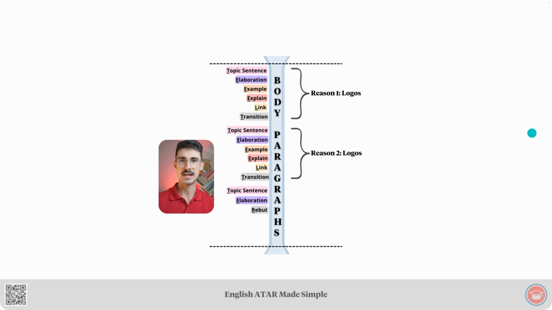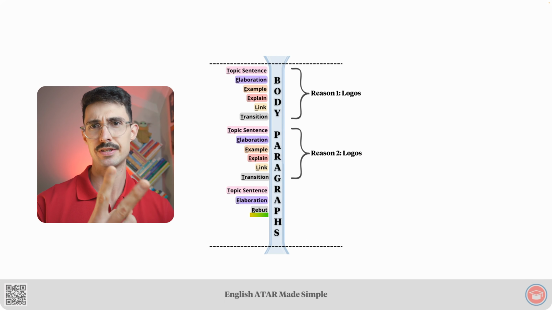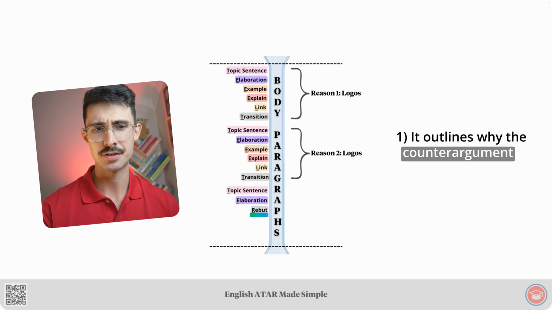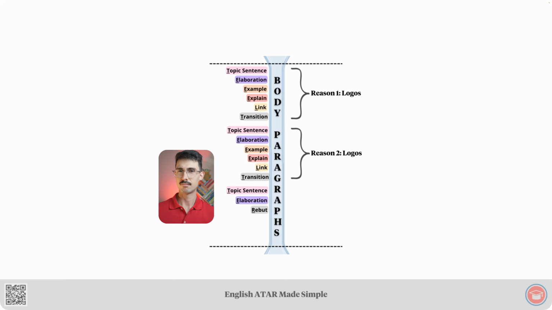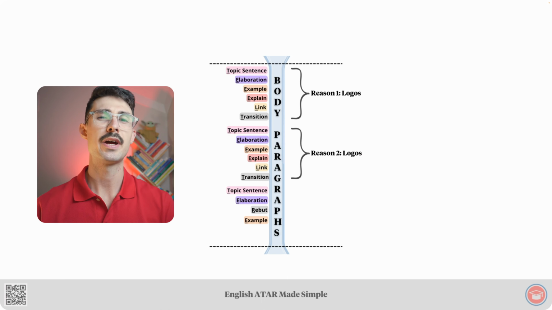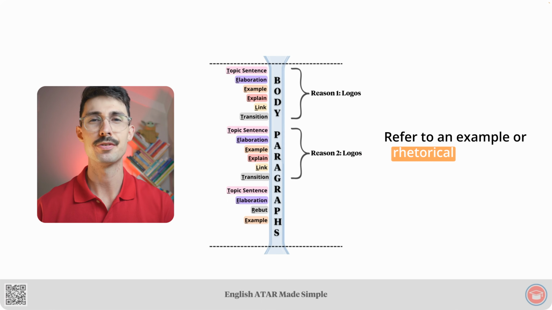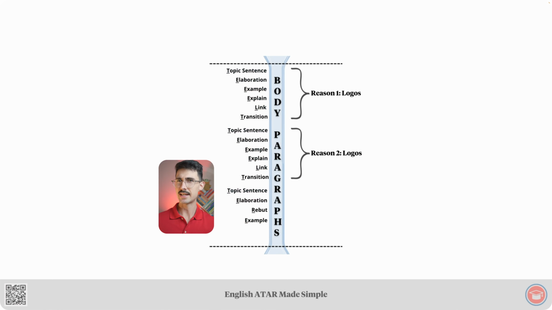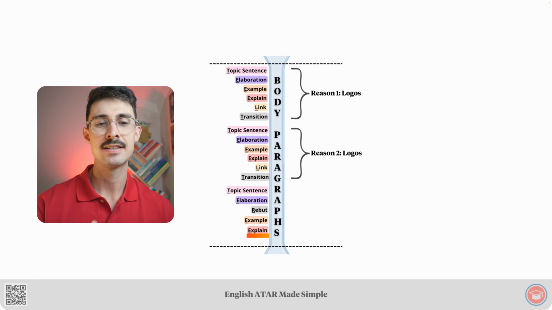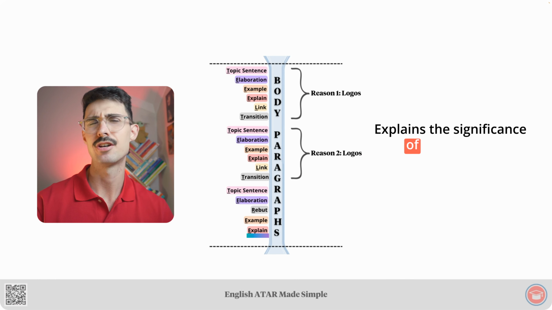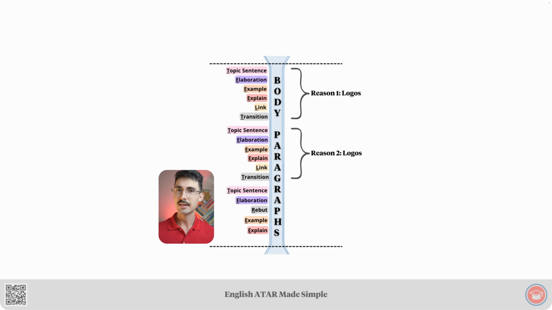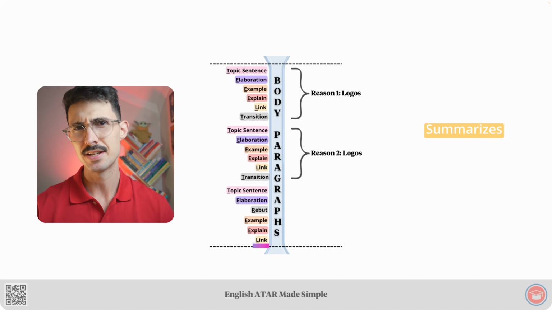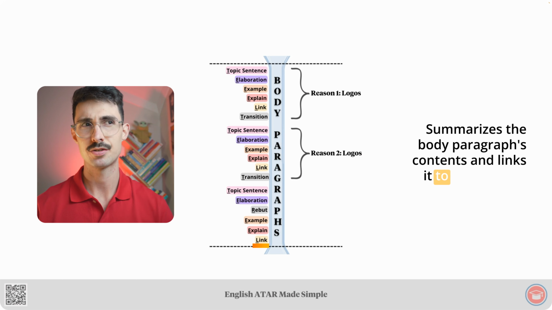After that, we have the rebut. The rebut serves 2 purposes. Firstly, it outlines why the counter-argument is flawed or misguided. Secondly, it introduces reason number 3. Next element is the example. This is where you refer to an example or rhetorical device that backs up your rebuttal. Second last element of this third body paragraph is the explain. Like the other 2 explains, this explains the significance of the example and why that's relevant to the topic sentence. Lucky last element is our link. This summarizes the body paragraph's contents and links it to your thesis.